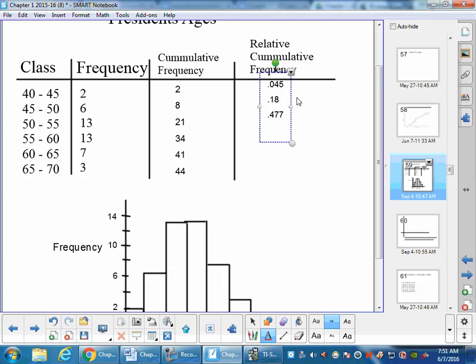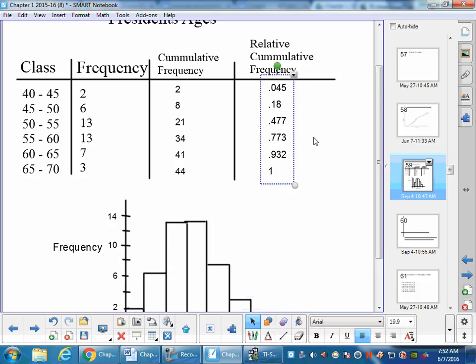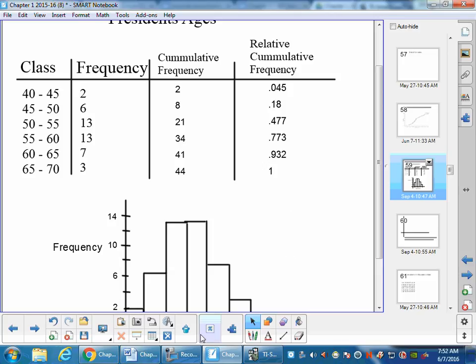The next one, 34 divided by 44, 0.7727, 0.773. 41 divided by 44, 0.932. And then finally, 44 out of 44, I don't even need to do it, that's 1. So now we have our values. Now this is what we need to plot on our ogive.